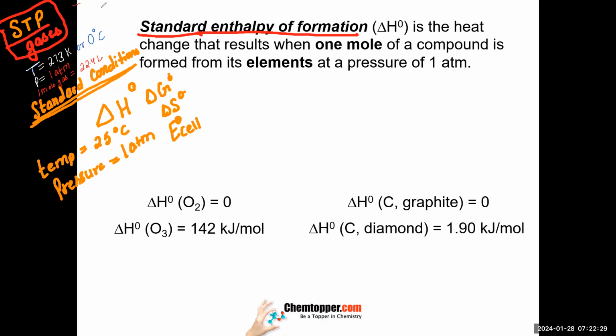Can you write this right now? 1 mole of any gas at STP is 22.4 liters. That's called the molar volume. Molar volume of a gas at STP. And we did questions. This is one of the most important concepts for AP.